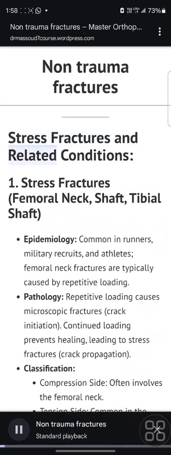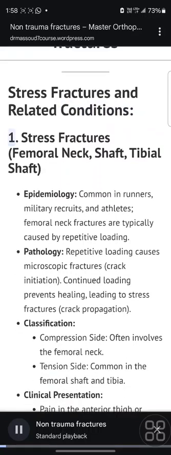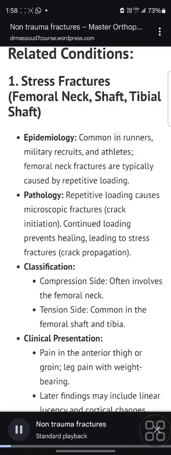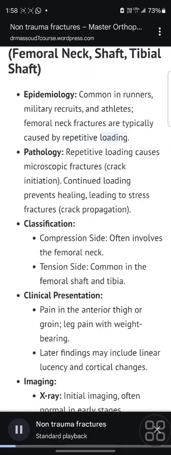Stress fractures and related conditions. 1. Stress fractures: femoral neck, shaft, tibial shaft. Epidemiology. Common in runners, military recruits, and athletes. Femoral neck fractures are typically caused by repetitive loading.